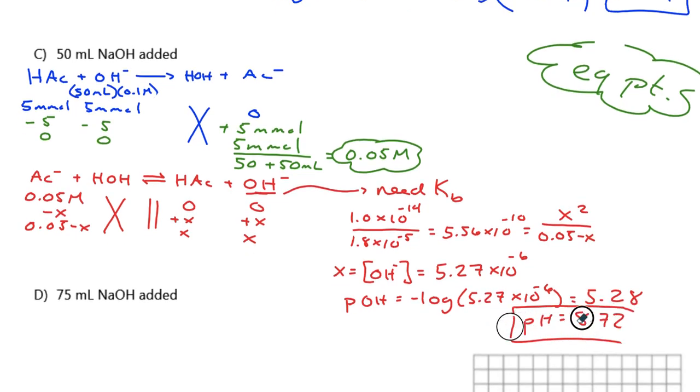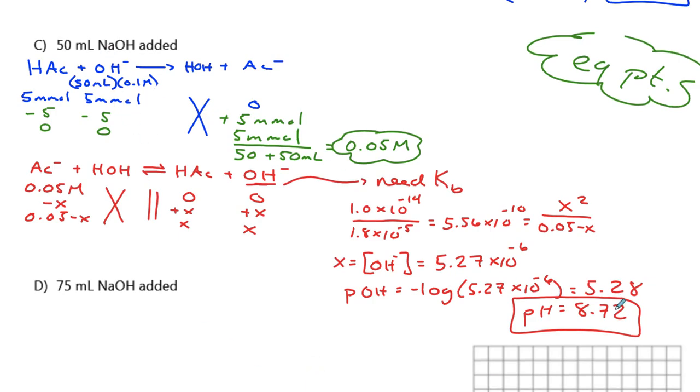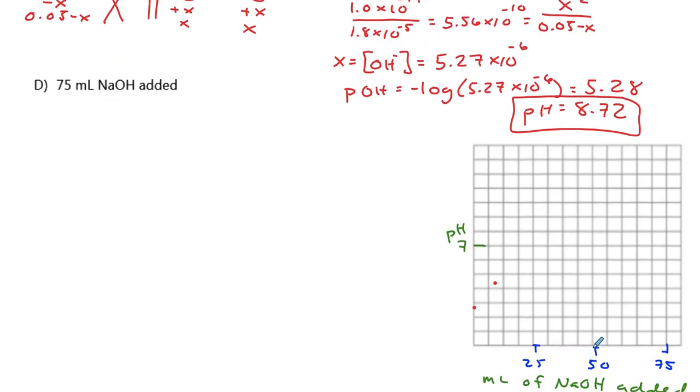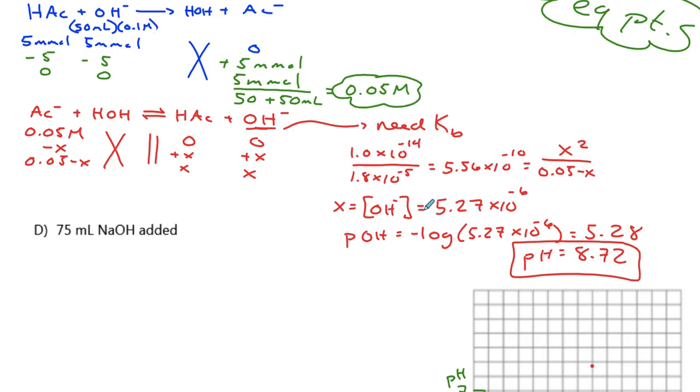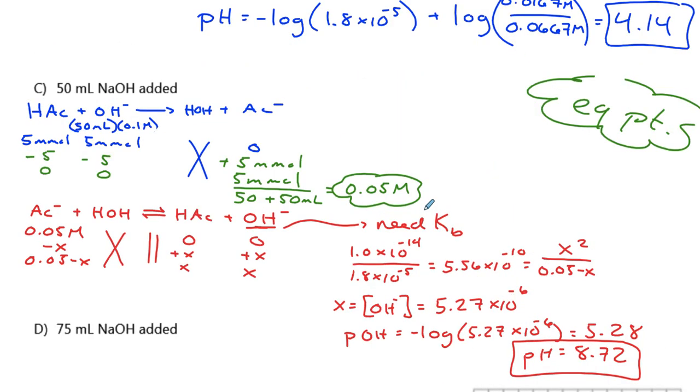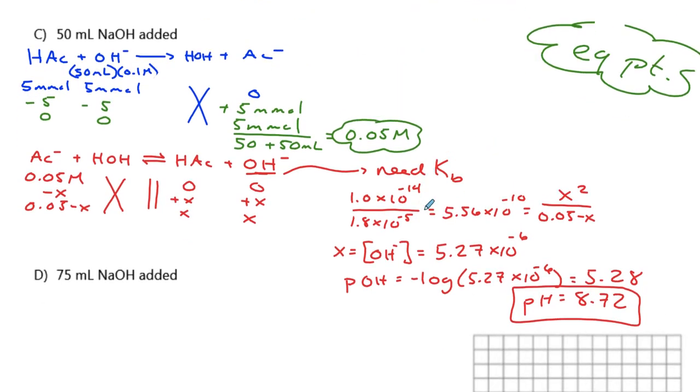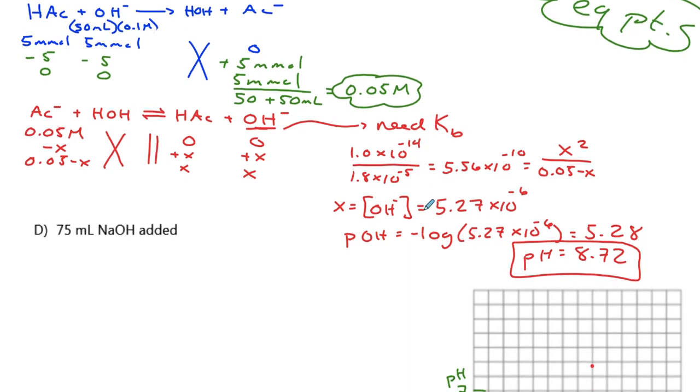So I need to make it basic. At 50 mils, I have an 8.72. So let's go do that. At 50 mils, I have an 8.72. So 8.72 right there. Okay. All right. Now, there are many more points that we could do, but I'm just trying to show you some calculations. In the next video, you can watch some of the more specific things that we can figure out.